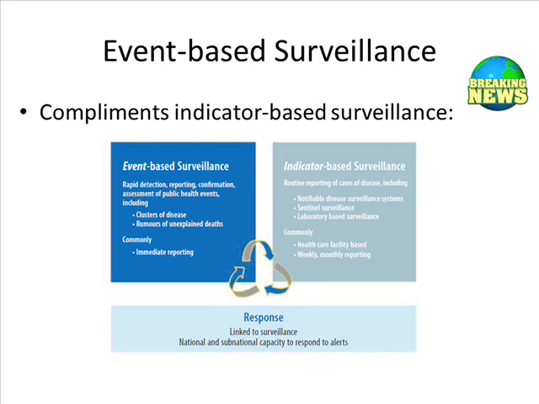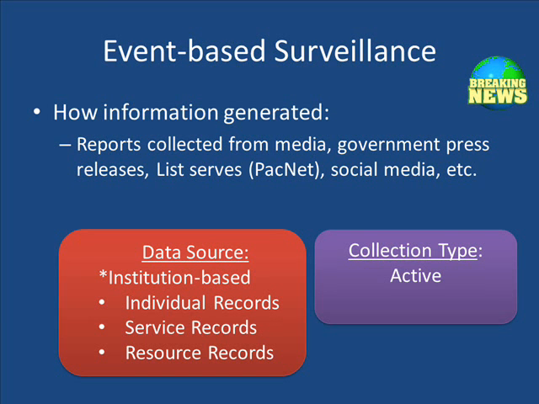Slide 37. We can look at differences between event and indicator-based surveillance systems. Event-based surveillance has rapid processes for events, clusters of disease, or rumors of unexplained deaths. Its report is immediate. Indicator-based surveillance is a routine reporting of cases, notifiable, sentinel or laboratory-based. It is based in healthcare facilities. It is weekly.